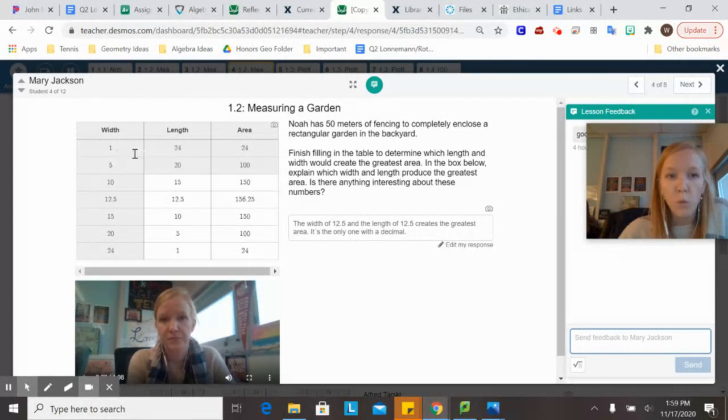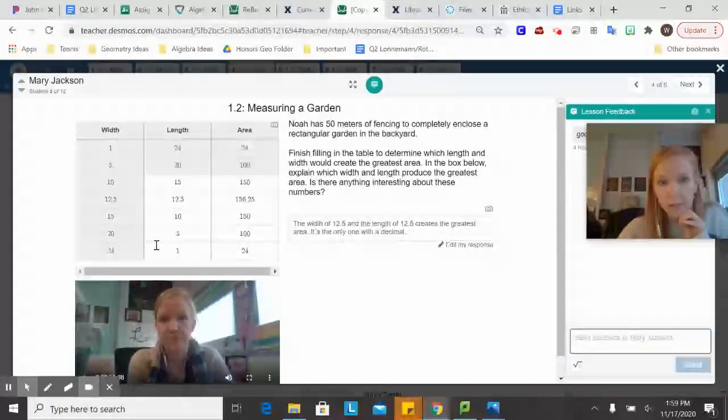So 1 plus 24 is 25. 5 plus 20 is 25. 10 plus 15 is 25. 12.5 plus 12.5 is 25, and so on and so forth. So your width and your length columns should have added to 25.